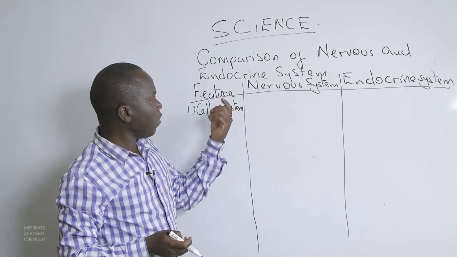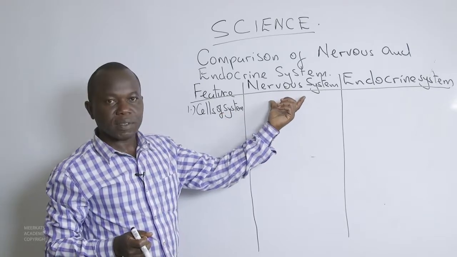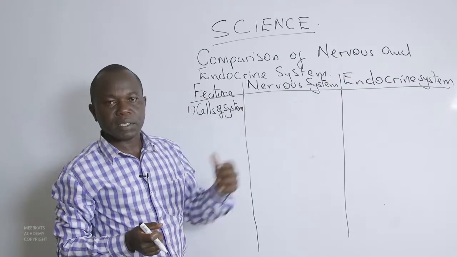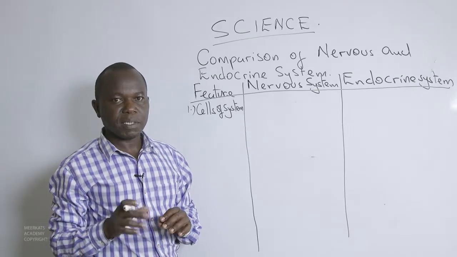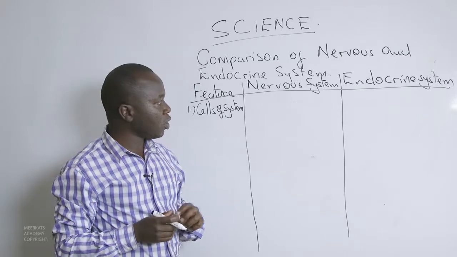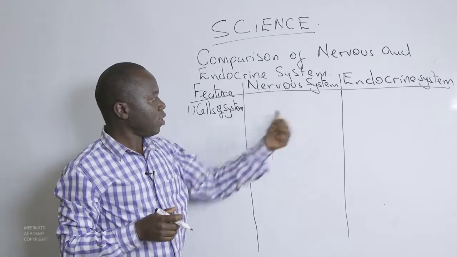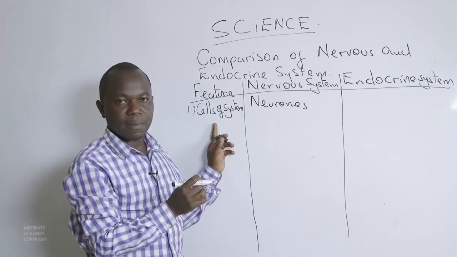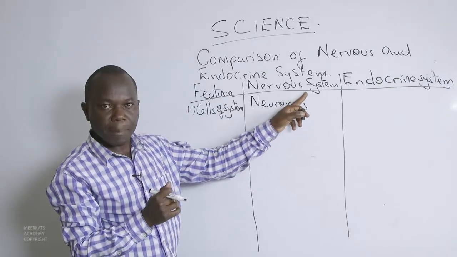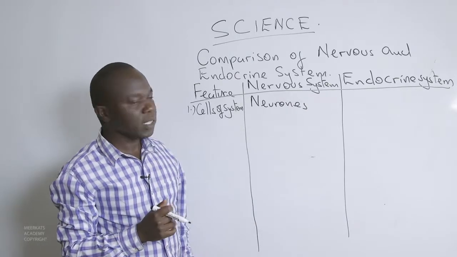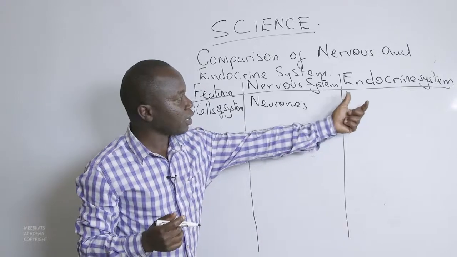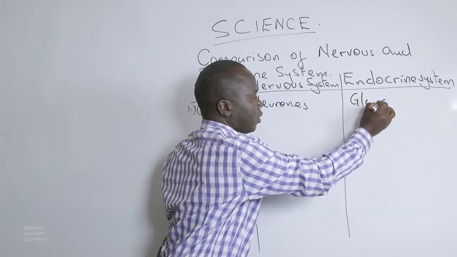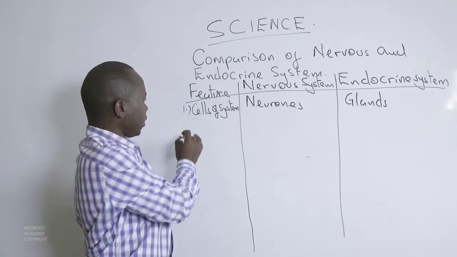Cells of the system. In other words, what kind of structures are involved in the nervous system, the major one, and structures in the endocrine system. So for the cells in the nervous system, we identified the neurons as the basic structural and functional unit of the nervous system. Therefore, in this space, we put here neurons. So neurons form the cells that are majorly involved in the nervous system. For endocrine system, we said we have two major factors, but the most important ones are the glands. So we have glands, or cells of the glands.